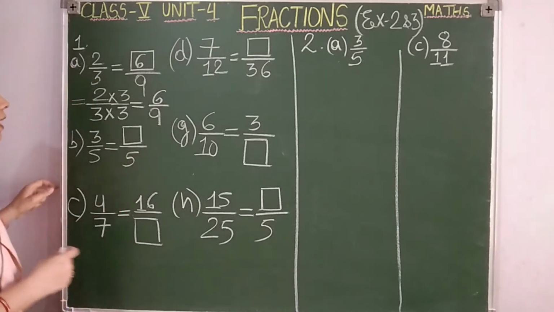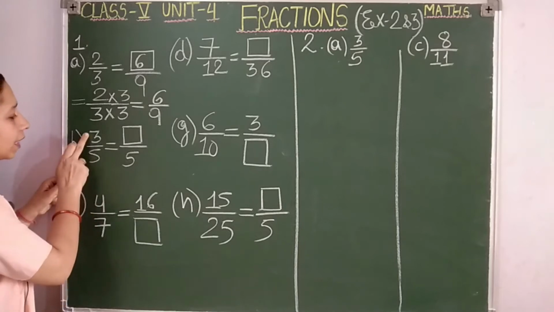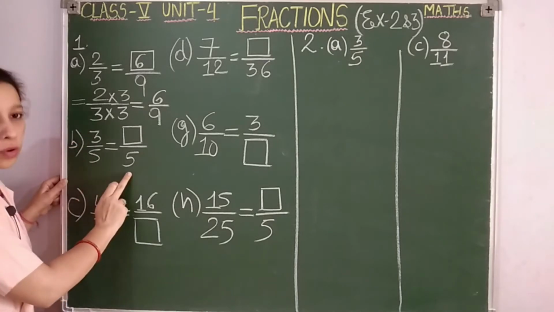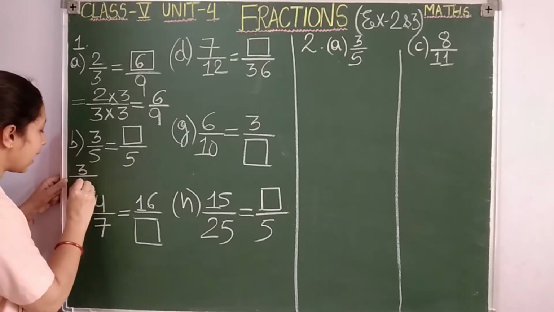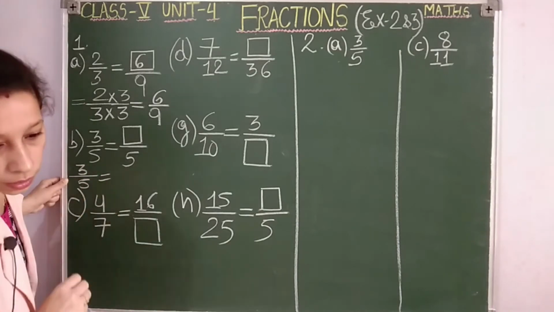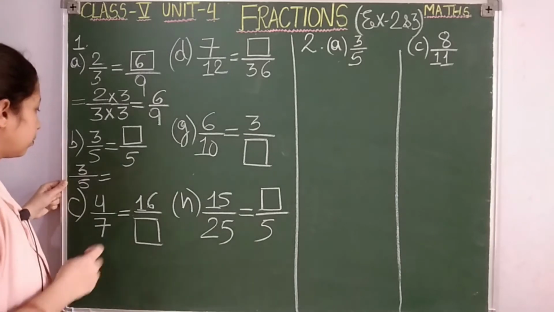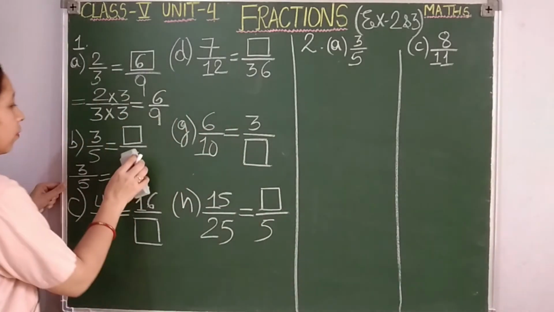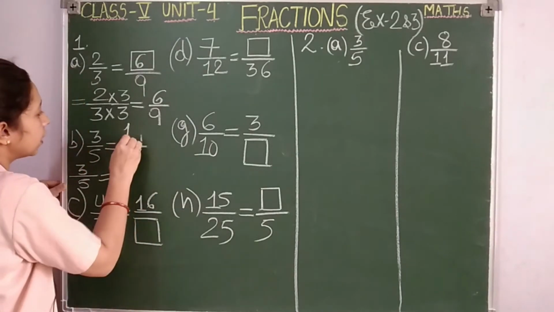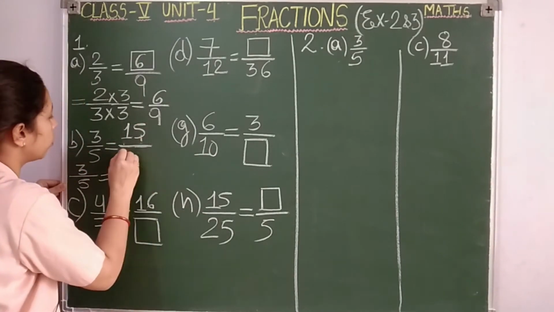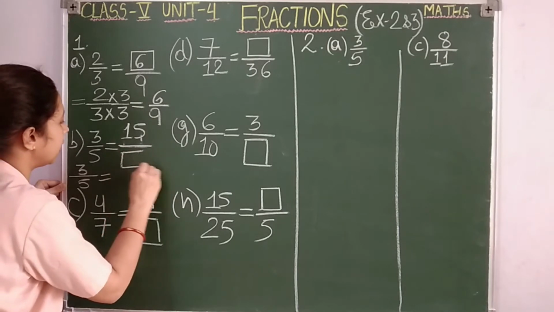Okay students, let us see one more question. Here 3 by 5 is equal to blank by 5, and a blank is given. Now students, again I will write it like this. Okay, sorry, by mistake I wrote 5 here. It is 15 given in your textbook. The question is given in your textbook. Okay, it is like this.